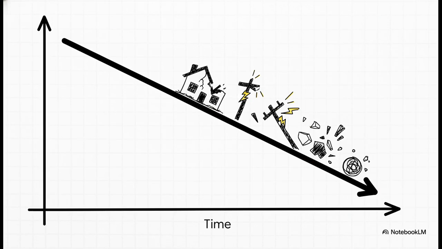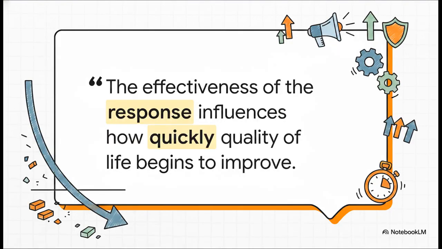This is what we call the crisis phase. On the graph, it's that dramatic, steep nosedive. That line, plunging downwards, represents the immediate, devastating shock of the event. It's a picture of homes being destroyed, power lines snapping, and a whole community just being thrown into absolute chaos. Now, here's what's absolutely crucial.